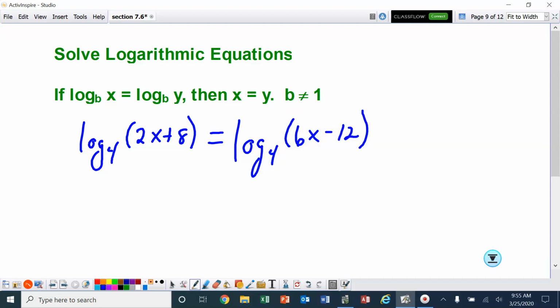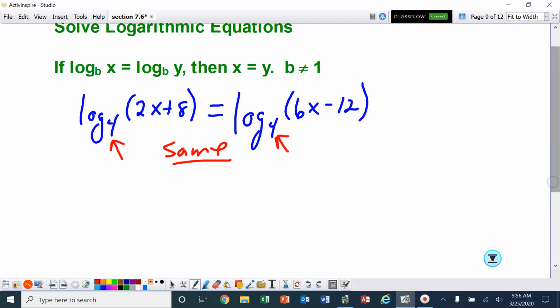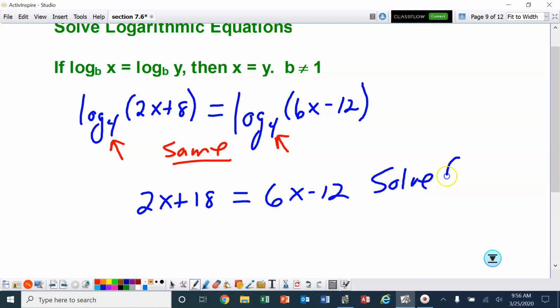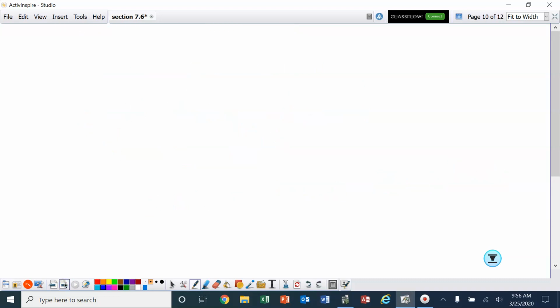You will notice again that the bases are the same. When the bases are the same, we can simply take the 2x plus 8 and set it equal to the 6x minus 12. All right, solve for x. I don't need to do the algebra on that, ladies and gentlemen. That's intermediate algebra. Solve for x. Okay, let's move on.